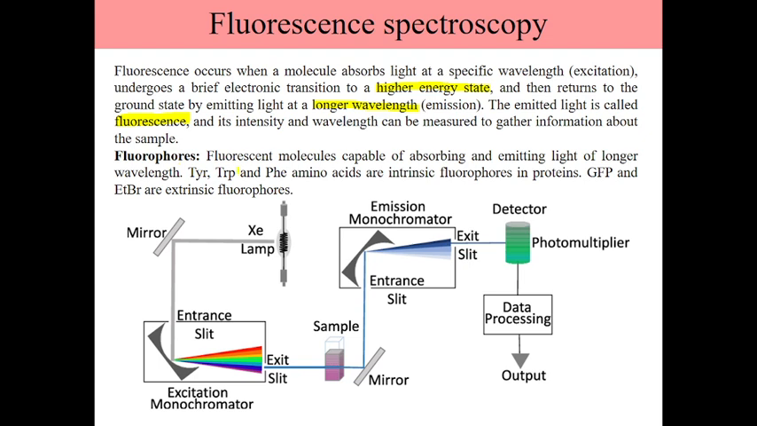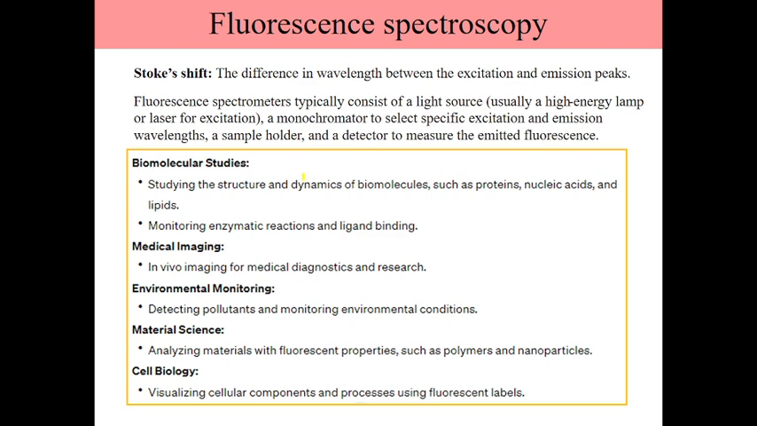So coming to tyrosine, tryptophan and phenylalanine, I was telling you just recently how these are intrinsic fluorophores and they are capable of absorbing and emitting light because of their conjugated double bonds in their structures. Okay, and GFP, which is green fluorescent protein, and ETBR are extrinsic fluorophores. GFP is a protein and ETBR is a molecule which is added to visualize DNA. So this much is clear, I'm sure. And then also there are other concepts.